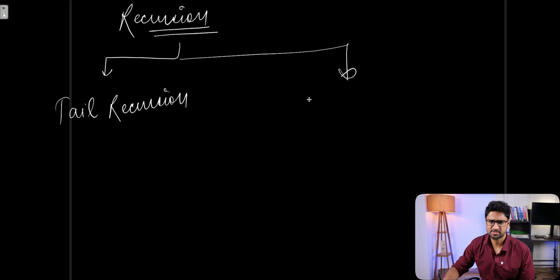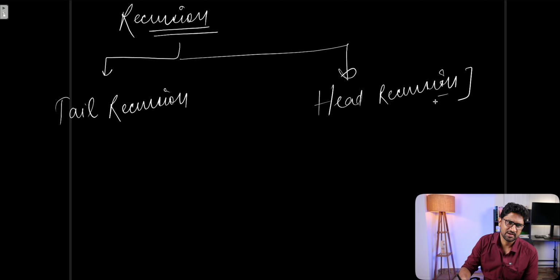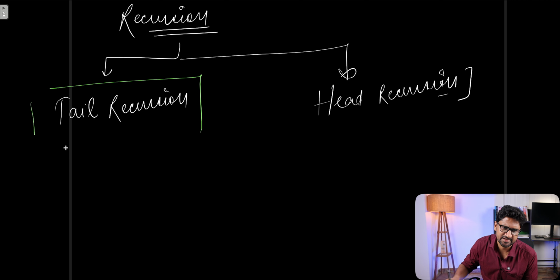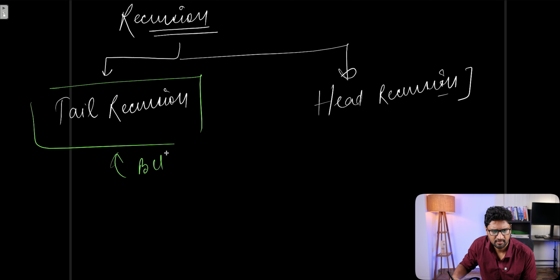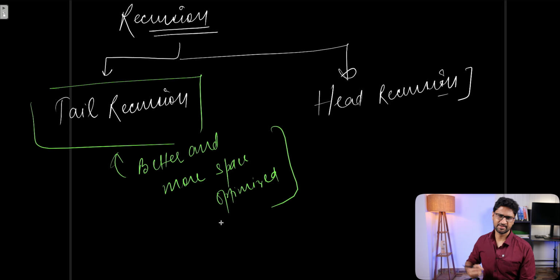And the other type of recursion is called head recursion. I'll put the statement first. Normally, tail recursion is said to be better time optimized and more space optimized compared to head recursion. Why it is happening, we'll see now. But this is a very important question.